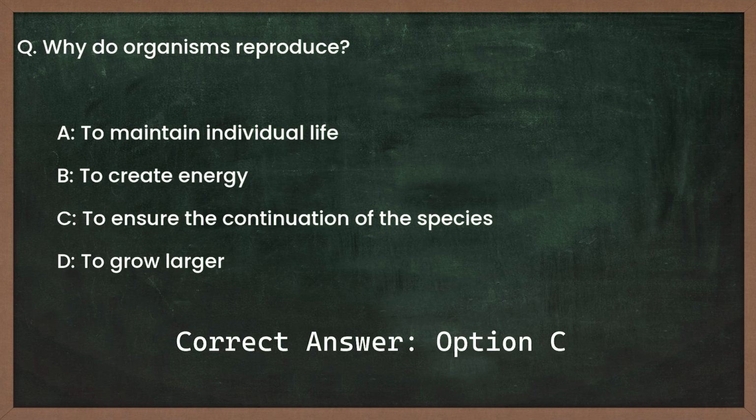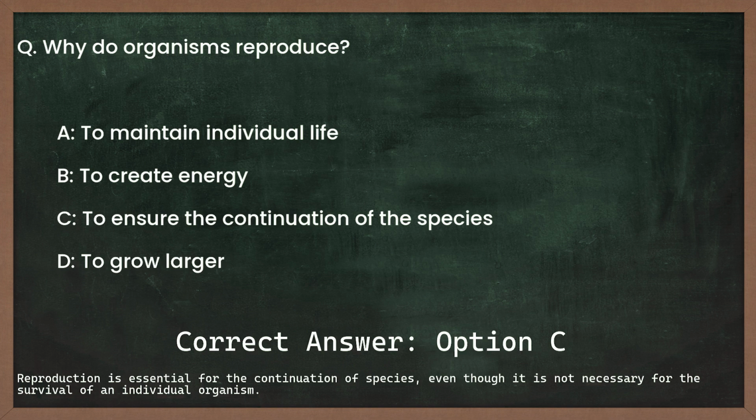The correct answer is option C, which is to ensure the continuation of the species. Reproduction is essential for the continuation of species, even though it is not necessary for the survival of an individual organism.